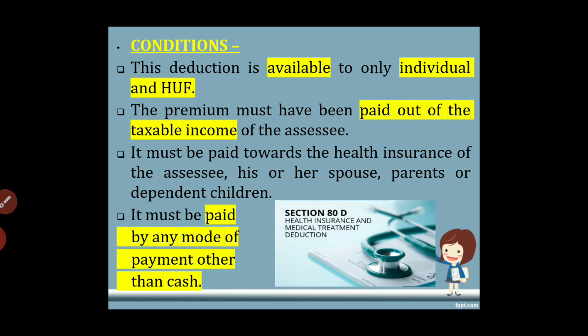That means this deduction can be availed by the assessee for himself or herself, or on their own premium. They can also avail this deduction for his or her spouse, that means their life partner, for husband and wife, and for the wife, husband, right? Both can get the deduction for each other's premium as well.